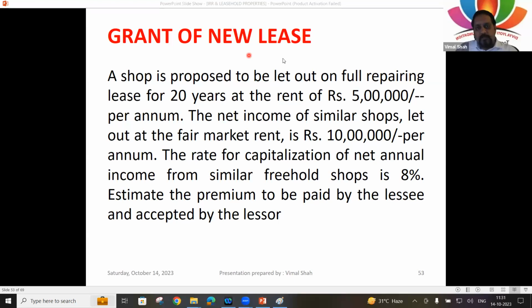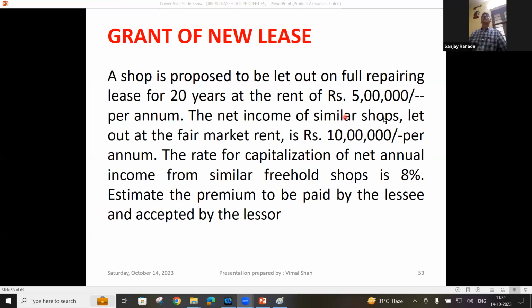A shop is proposed to be let out on full repairing lease for 20 years at a rent of 5 lakh per annum. The net income of similar shops let out at the fair market rent is 10 lakh per annum. The rate for capitalization of net annual income from similar freehold shops is 8%. Estimate the premium to be paid by the lessee and accepted by the lessor.